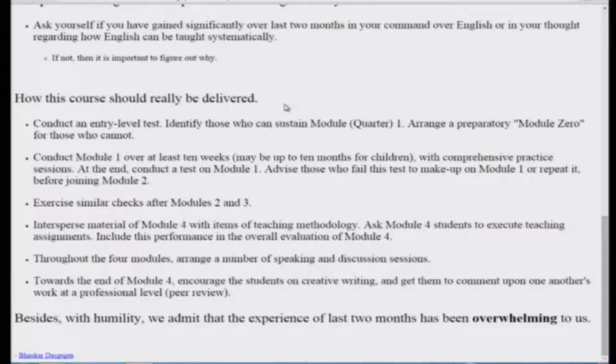Okay. Besides, other than saying that this was not the best way of delivering because of the network problems and because of the boundary conditions of the course, let me with humility admit that the experience of the last 2 months has been overwhelming to us, okay, even to us.